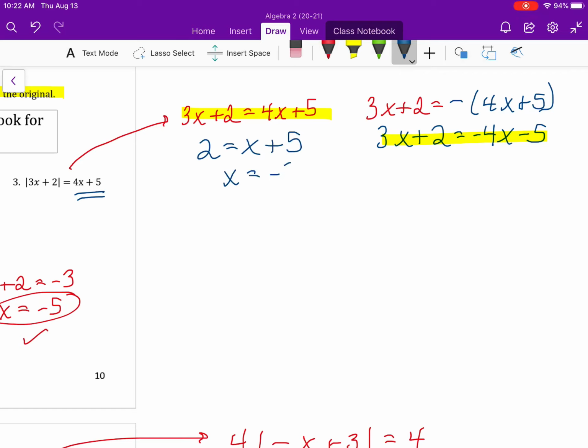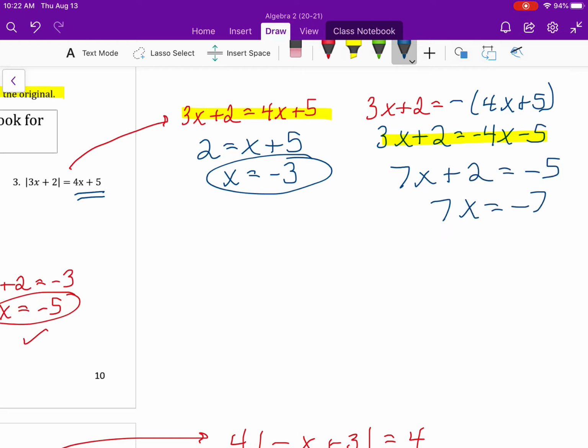I'm going to subtract 3x, subtract 5, so x equals negative 3. And then let's see, add 4x, 7x plus 2 is negative 5, so 7x is negative 7, so x equals negative 1. All right, so then what we do is we have to check our answers. Again, always, always, always check our answers.